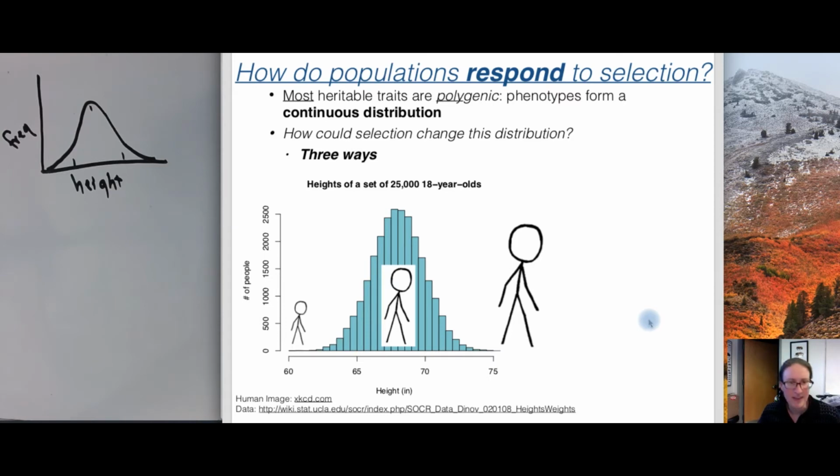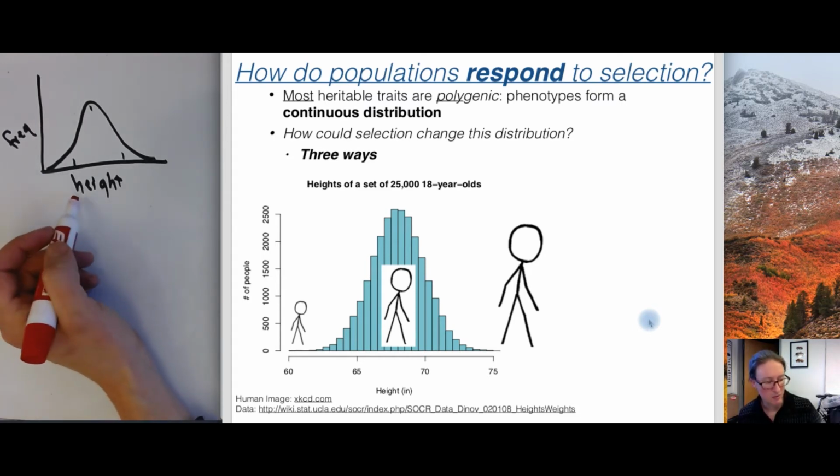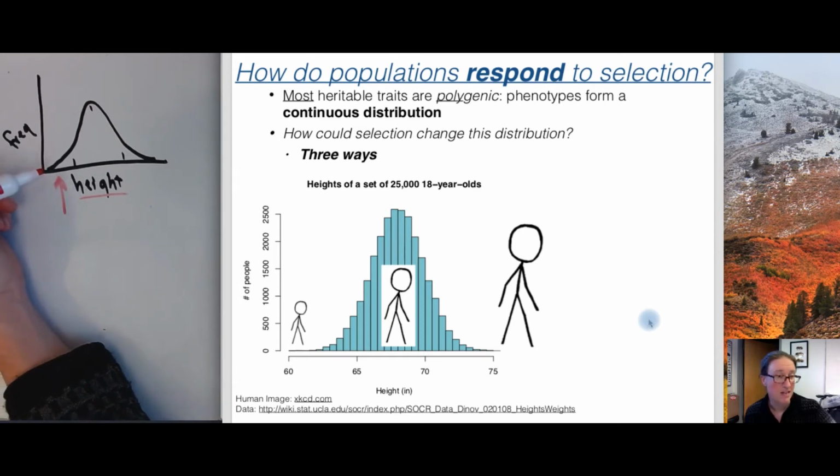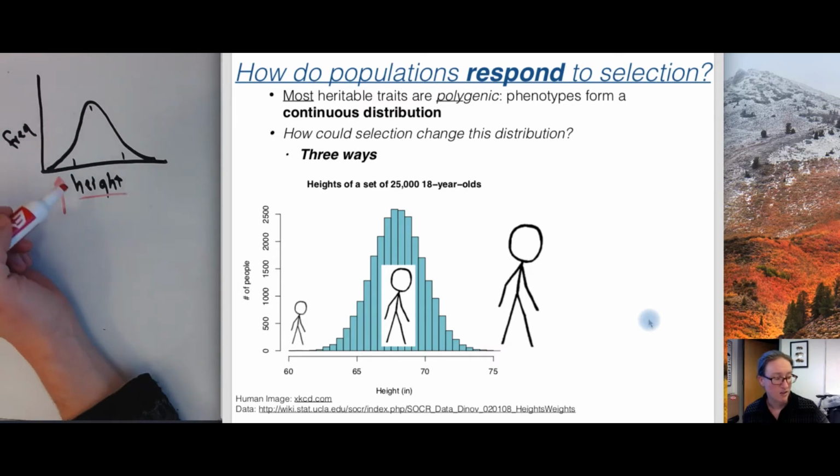So for thinking about how populations might respond to selection, there are actually 3 different ways that selection could change this distribution. And it depends on where selection is acting on this distribution. So on our x-axis here, we're just going to imagine any continuous trait. If we think about that running example, what's happening there is all of the slowest runners are being eaten, and so they're not going to reproduce. And so selection's acting here on the low end of this curve.